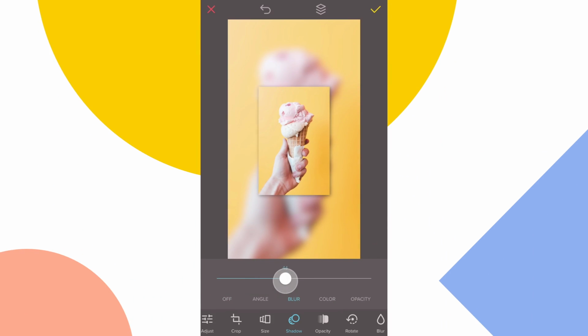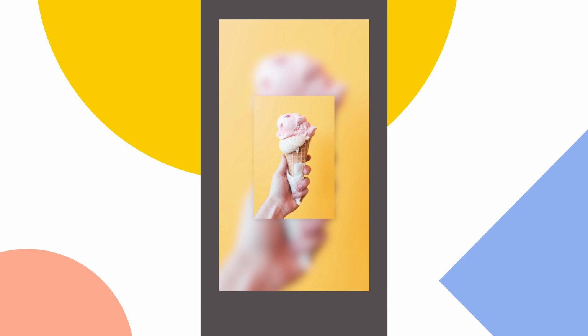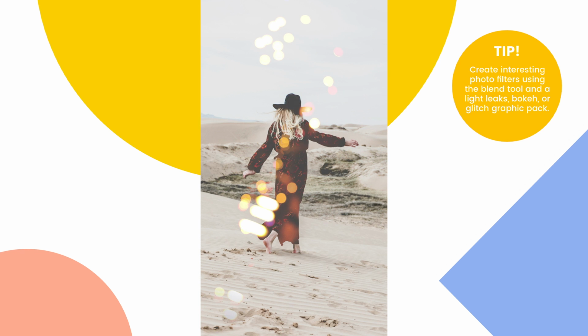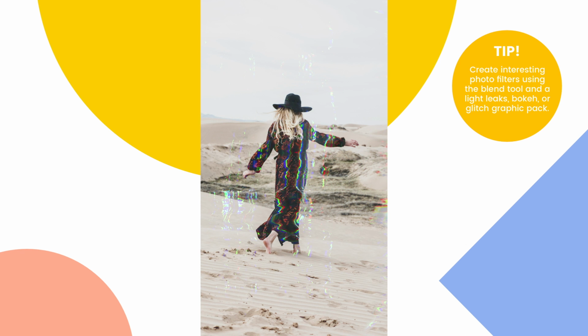And finally, our favorite tool of them all, the blend tool. The blend tool literally combines photos together to create interesting photo filter effects. Let me show you. One of the best ways to use blending is to use an image with a graphic pack that has been created specifically for this tool. We have a bunch of these graphics ranging from glitter to bokeh to light leaks and glitch effects.